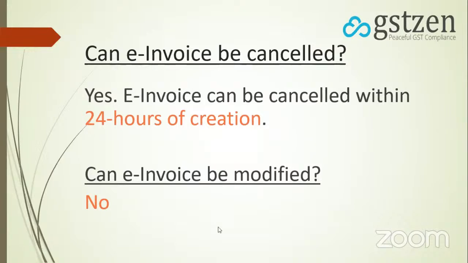So let's say you have generated invoice number 5. Instead of giving quantity as 12, you gave it as 21 and you discovered your mistake. Now there's no way for you to modify it. The only option is for you to cancel it. Once you cancel it, you cannot use number 5 again. You'll have to generate a fresh e-invoice with number 6 and the correct information.